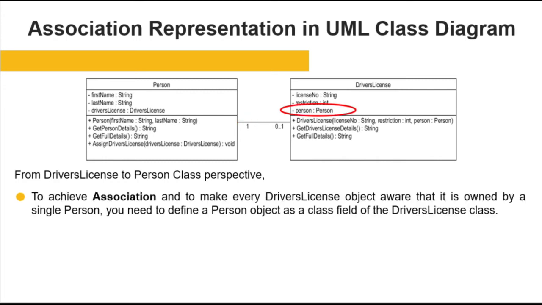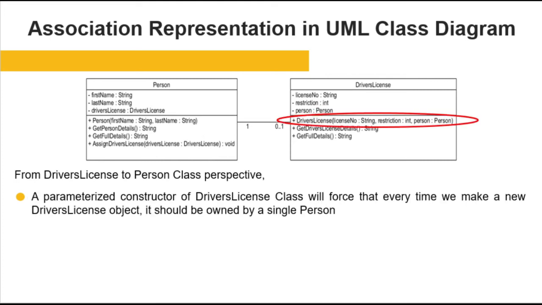To achieve association and to make every driver's license object aware that it is owned by a single person, you need to define a person object as a class field of the driver's license class. So this is our person object as a class field of the driver's license class. Which means by defining a driver's license object inside the person class and a person object inside the driver's license class, they are aware of each other, and that is the bi-directional relationship.